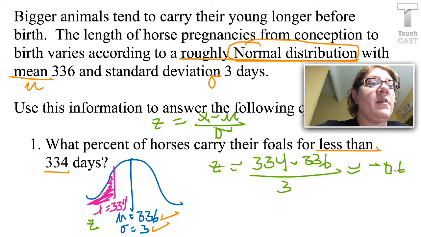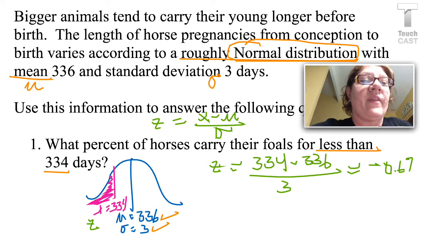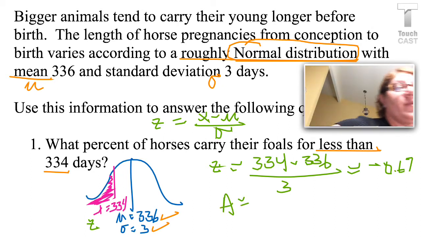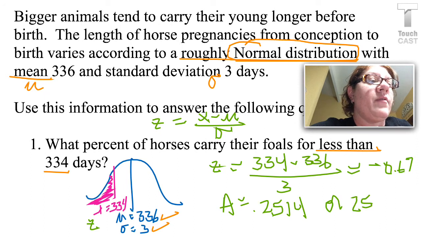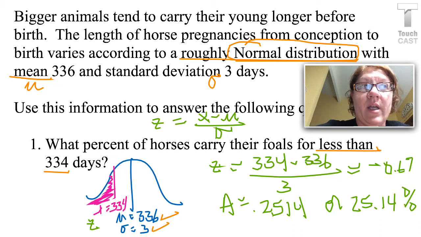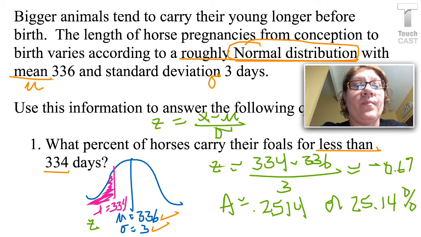So I've got to go to the negatives and look up, why does that 7 not want to look like a 7? Close enough. So go look up negative 0.67, and when I look it up, I get an area of 0.2514. If I love percents, I can write it as 25.14%. Remember, area and probability and percents all mean exactly the same thing. Okay, moving on to question 2.